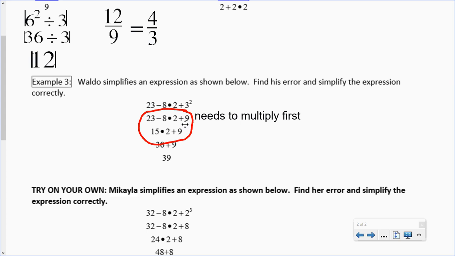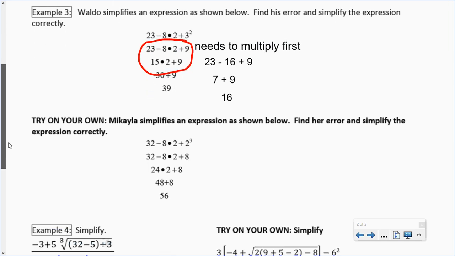Okay? What he should have done is the 8 times 2, which would have given 23 minus 16 plus 9. Then he could do the subtraction, which gave him 7 plus 9, and then he can do his addition, giving us 16. So the order really does matter because we got very different answers. Okay? I followed the order of operations, and I got 16. He did not, and he got something different. Which one do you think is right?